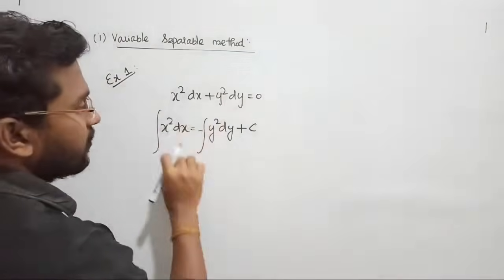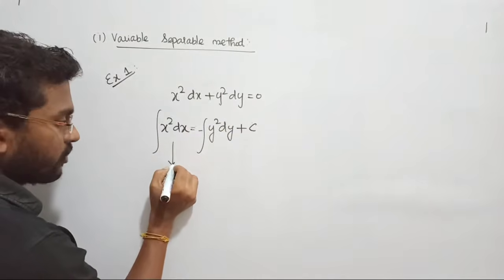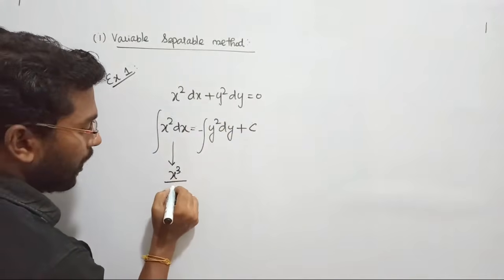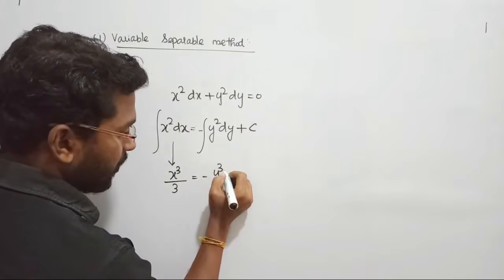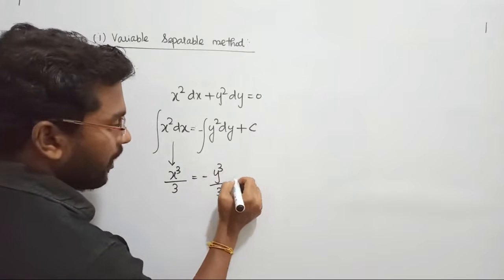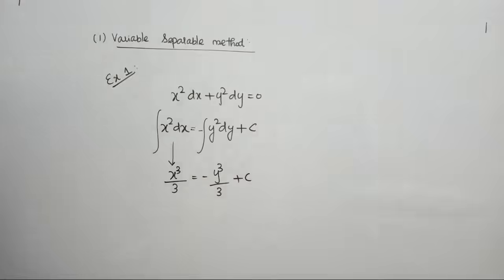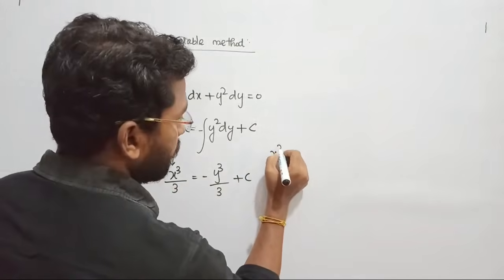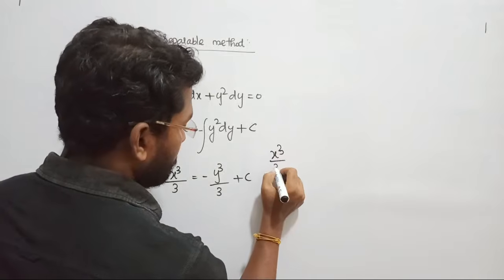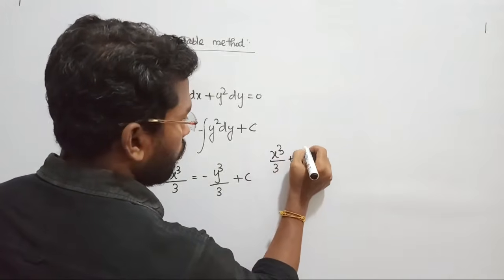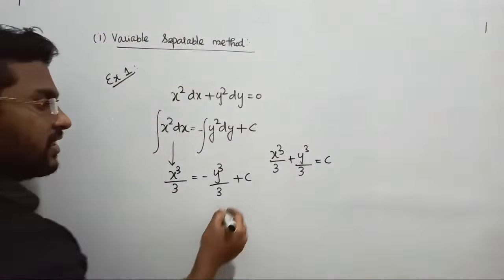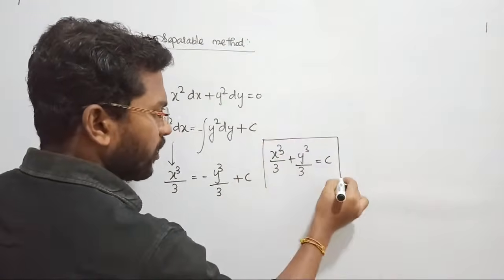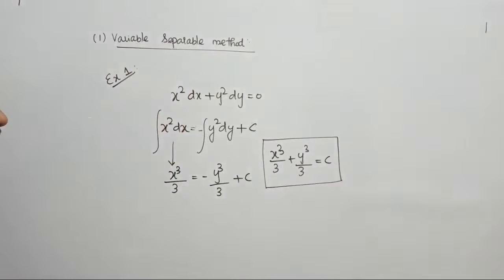So the simplest answer for this equation is: integration of x square will be simply x cube upon 3 equal to minus integration of y square with respect to y, which will be y cube upon 3, plus a constant c will be added. That's all. If I reduce this function further, it is going to be x cube by 3 plus y cube by 3 equal to c. Shall we write like this? Yes, that's all. That is how we are solving. That is going to be the solution. It's over. That is called variable separable method.